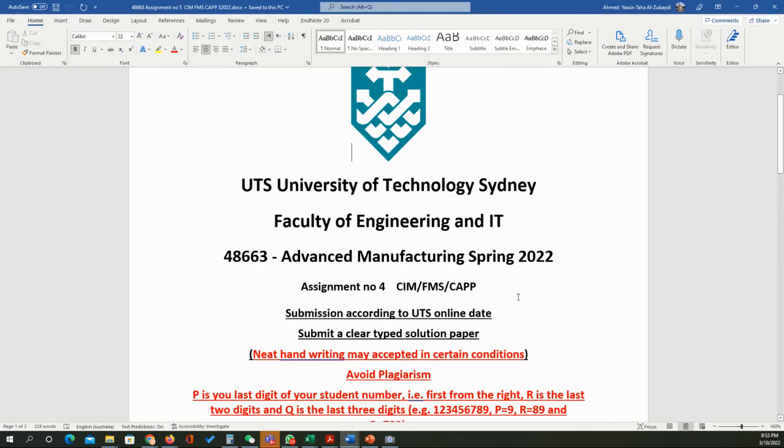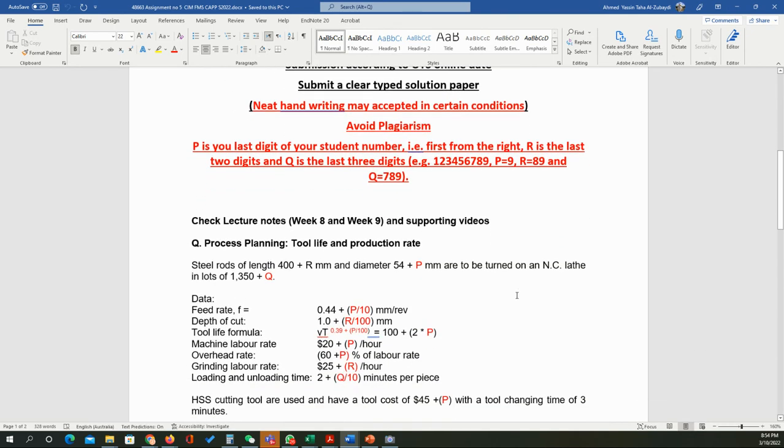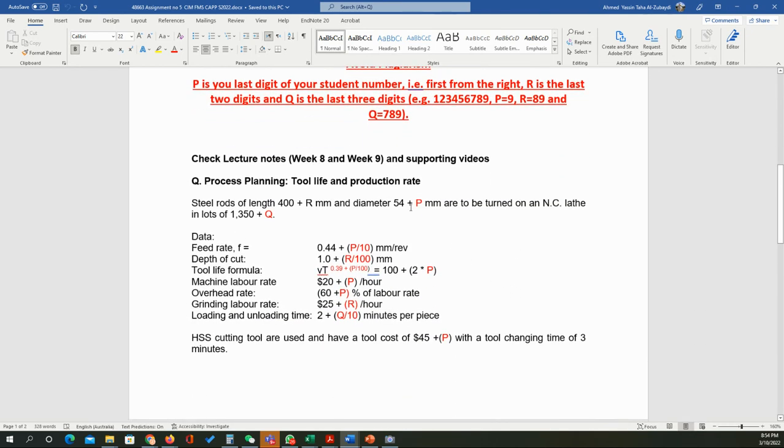So the assignment question. Now this one actually is available for you on the Canvas. So what we can see here, and we're going to come back to this one to solve it later. Now we have the process planning, the tool life, and the production rate. The steel rod of 400 plus R millimeter for the length, and the diameter of 54 plus B millimeters are to be turned on a numerical control lathe machine in a lot of 1,350 plus Q.